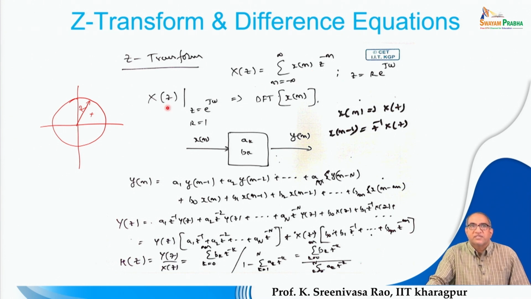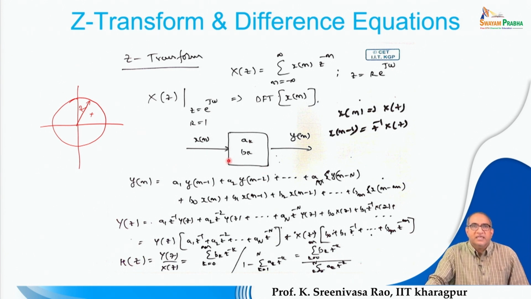So, that way X of z is defined over the complete plane, the whole plane. In the whole plane, if you evaluate the Z transform on the unit circle, that is where r equals 1, it is equivalent to the discrete Fourier transform.